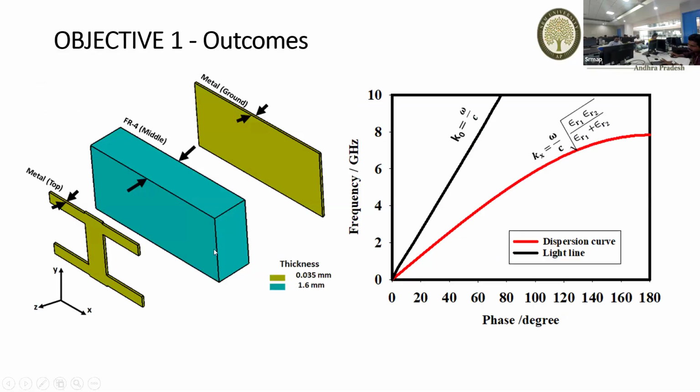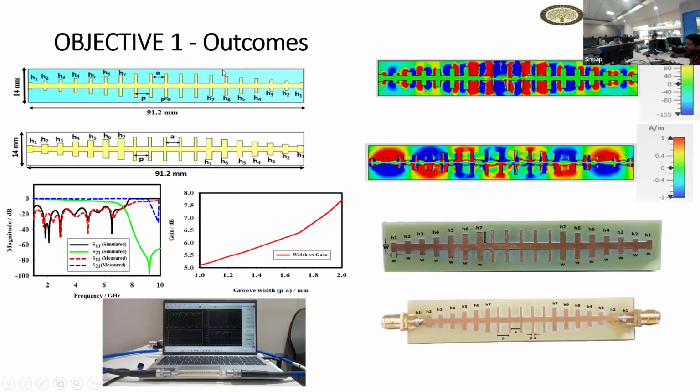So here I have designed the unit cell first. This is my unit cell. For this unit cell, I got this type of dispersion figure. This is Kx and this is my K0. Kx is greater than K0, which means the confinement is very high. This wave vector confinement is very high compared to the free space wave vector. From this we can justify that the wave is confining more on the surface interface. So these are my results.